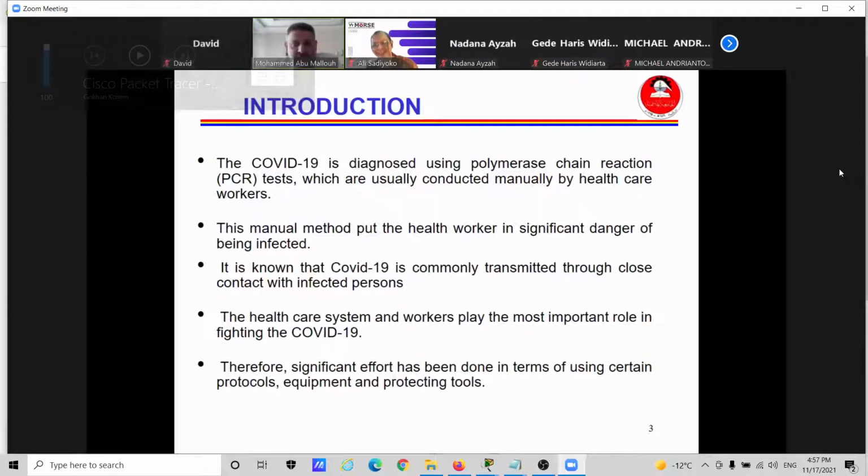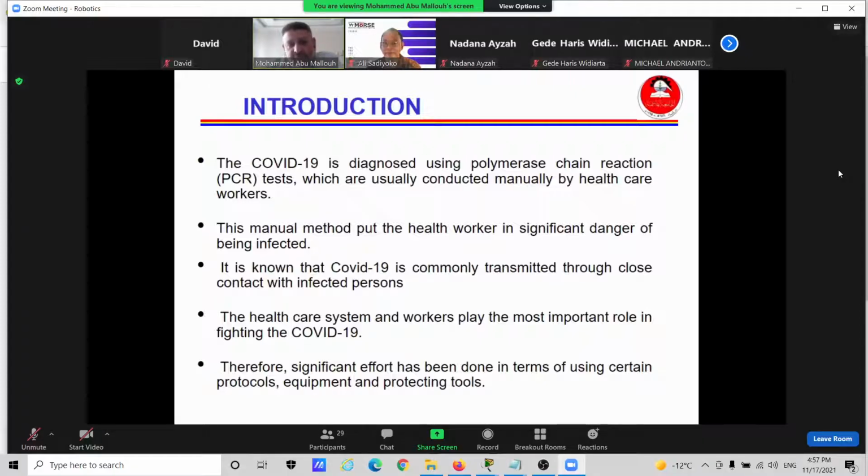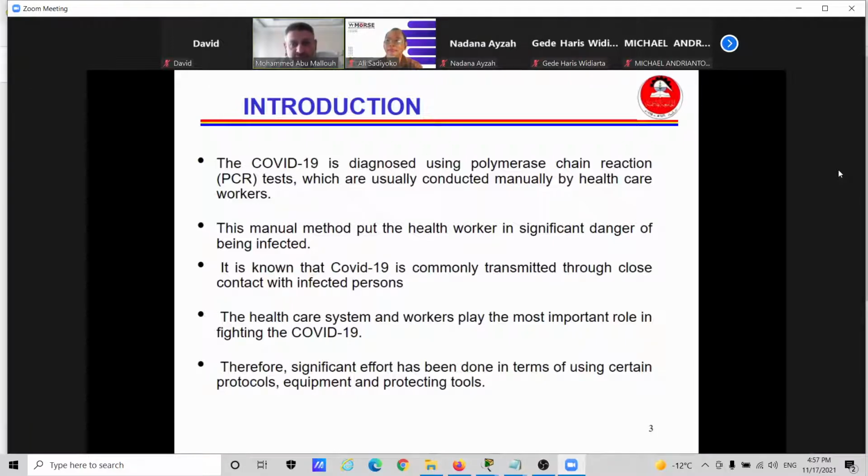I think everybody knows that COVID-19 is diagnosed using what is called the PCR test. This test is usually conducted manually by healthcare workers. The problem is that this manual method brings the health workers into close contact with persons who are either infected or suspected to be infected.